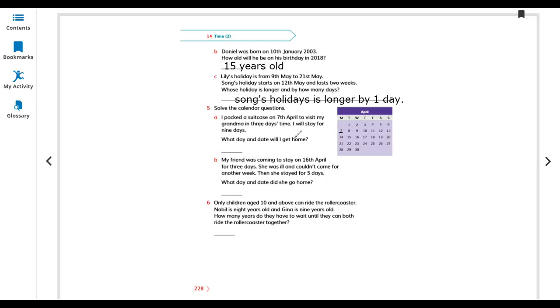After 7, you will count 9 days. First of all, 3 days: 1, 2, 3. It's 10. After this, you will count 9 days. So 10 plus 9, it's 19 April. So we can write it as it's written: visit my grandma in 3 days' time, and then I will stay for 9 days further. So it's 19th of April.